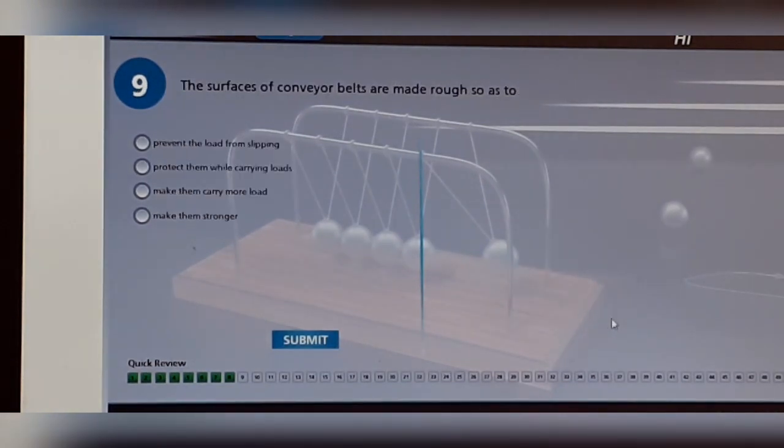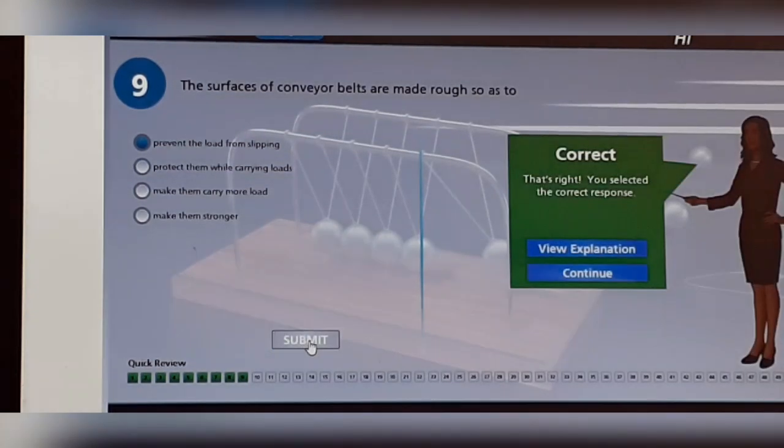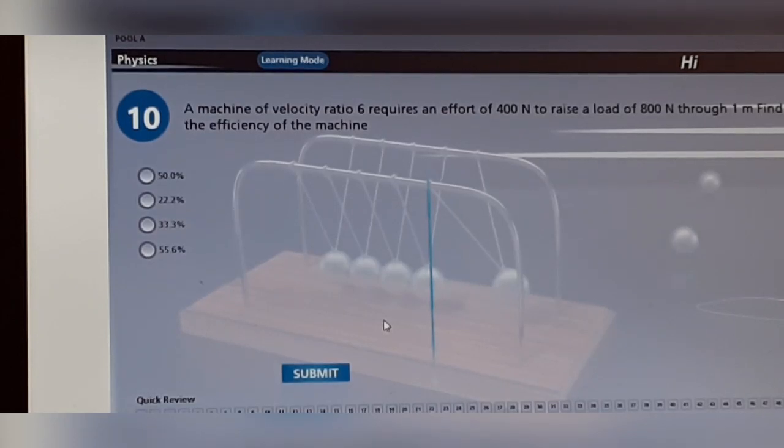For question 9, the surfaces of conveyor belts are made rough so as to A, prevent the load from slipping, B, protect them while carrying loads, C, make them carry more load, D, make them stronger. I think it has to be A, prevent the load from slipping. Yeah, that's correct. All right. Now for question number 10.